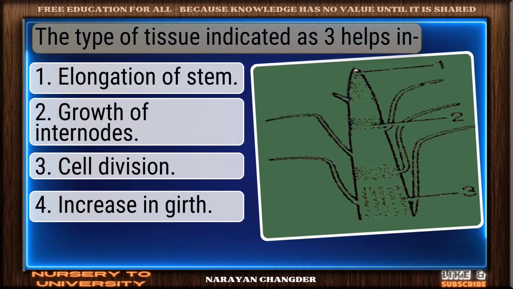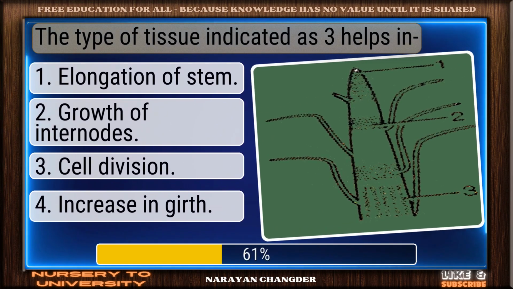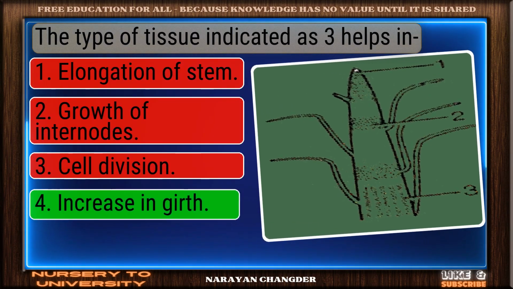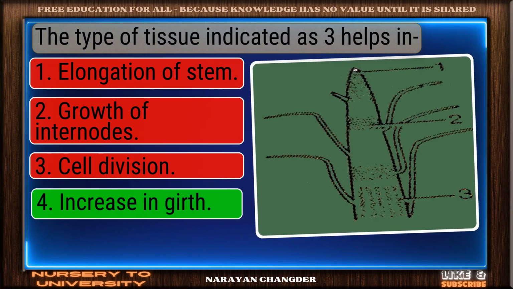Question number 13. The type of tissue indicated as 3 helps in. Exactly. Increase in girth makes sense, and it is the right choice.